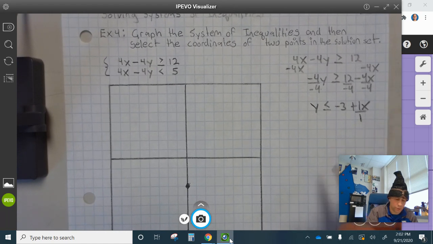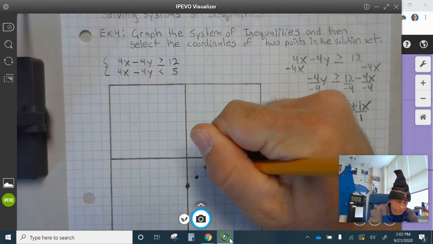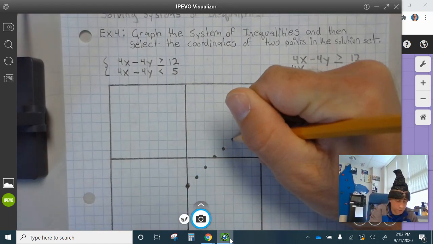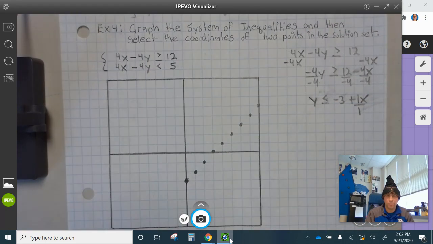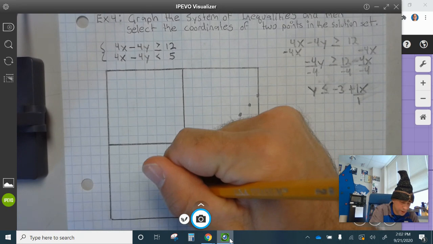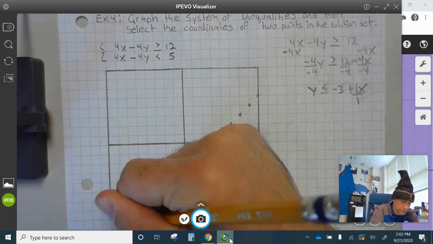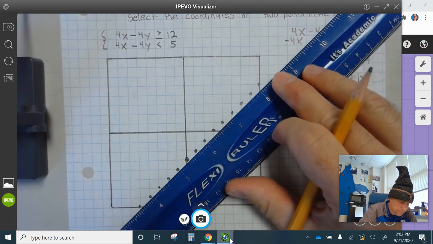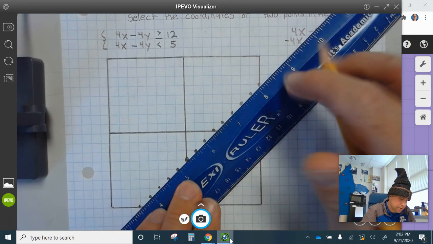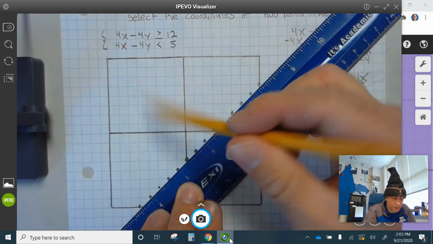Okay? And so we know we go up 1 to the right 1, repeating. And we also know we can go down 1 to the left 1, repeating. Okay? All right, now there's a line underneath, so it's a solid line.